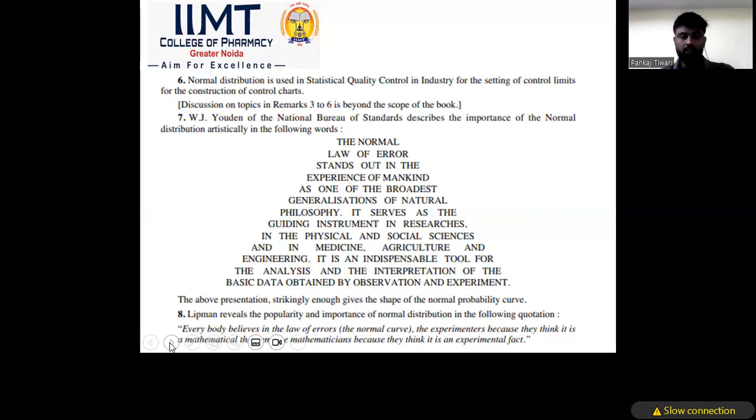Everybody believes in the law of error, the experimenters because they think it is a mathematical theorem, and the mathematicians because they think it is an experimental fact.